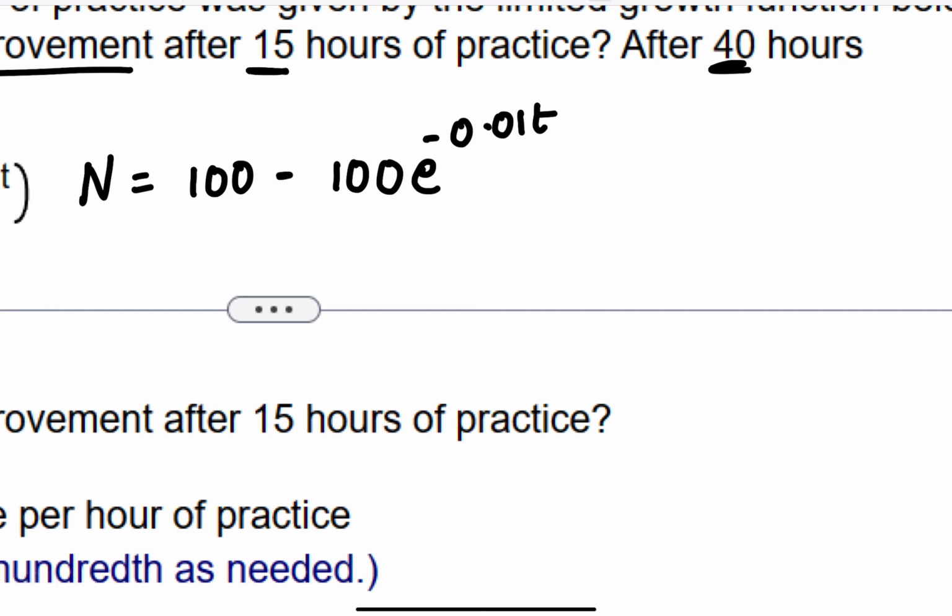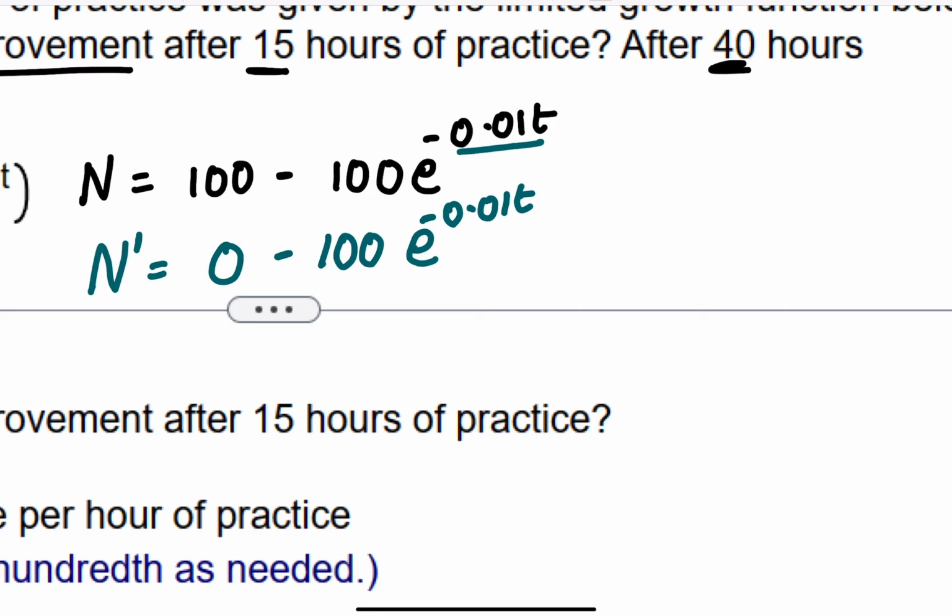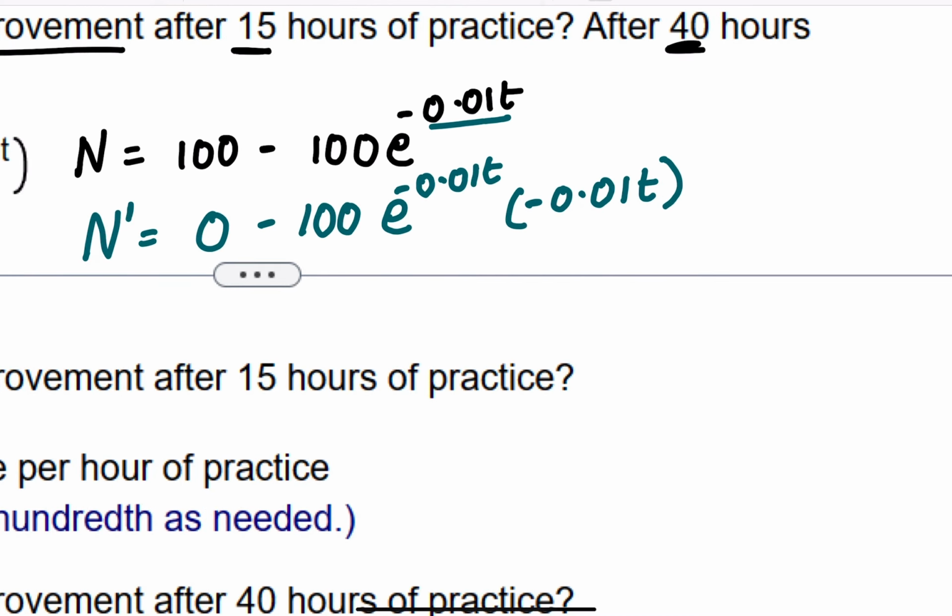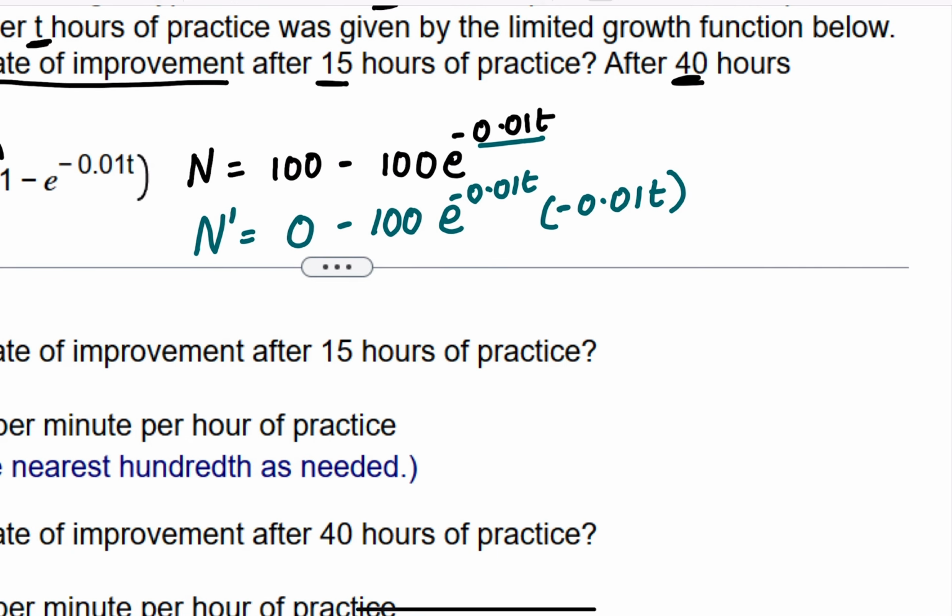I'm going to use a different color. Which color should I use? Let's say, or no, orange is going to be too bright for you. So here, n prime, differentiation of 100 is 0 minus 100 is a constant. E to the power negative 0.01 t, and differentiation of negative 0.01 t. So here, when I finally multiply all of this, you can use your calculators for this one.